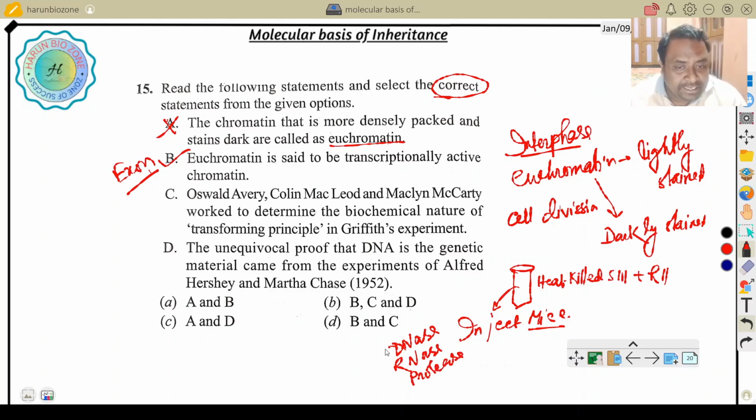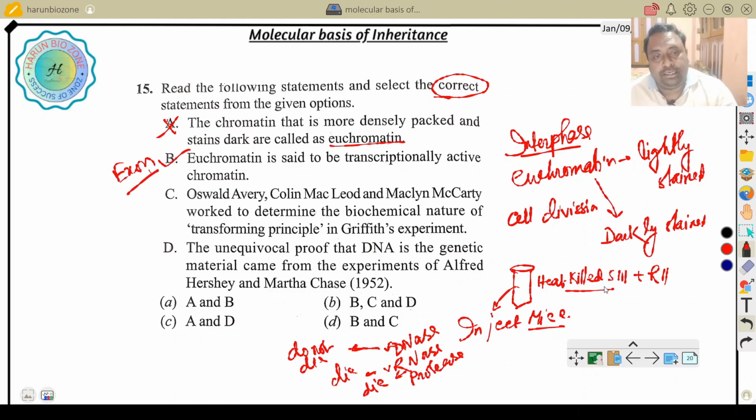When they used DNase, the mice did not die. When they used RNase, mice died. With protease, mice died, but with DNase they did not die. Means the transforming material is DNA. When DNase is used, the DNA is destroyed, so the strain becomes non-virulent. Okay, the transforming material is DNA. This is the right answer.